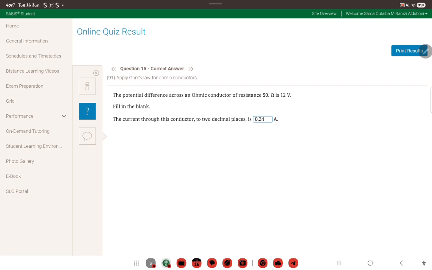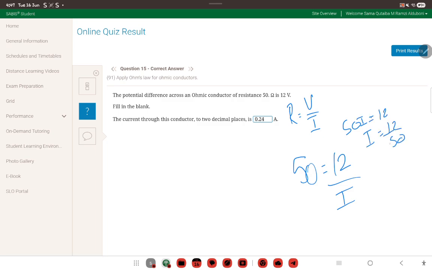Question 15. The potential difference across an ohmic conductor of resistance 50 ohms is 12 volts. Find the current through this conductor to 2 decimal places. So we just said in the last question that R is equal to V over I. So we do 50 is equal to 12 divided by I. So we have 50I is equal to 12. So I is equal to 12 over 50, which to 2 decimal places is equal to 0.24 exactly.